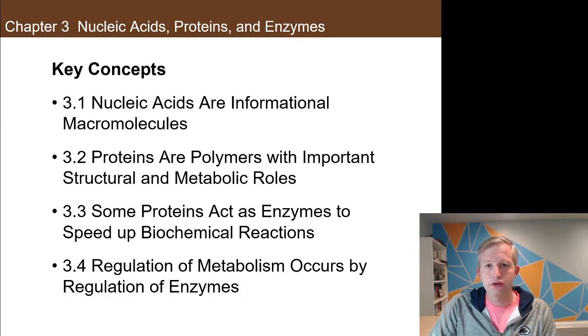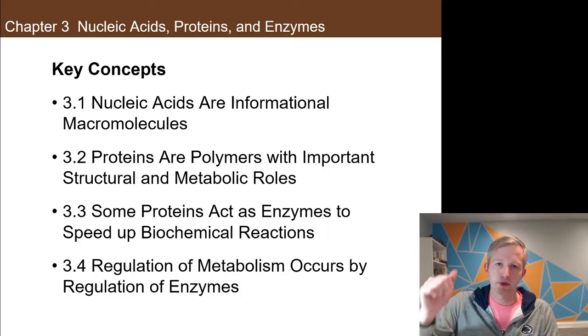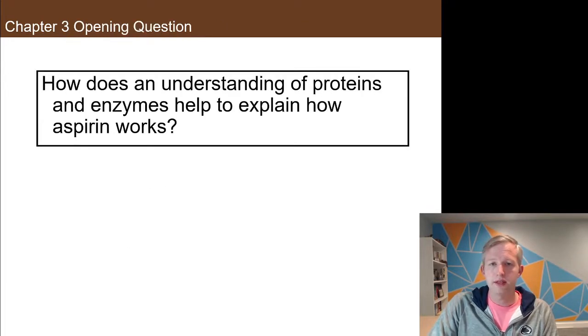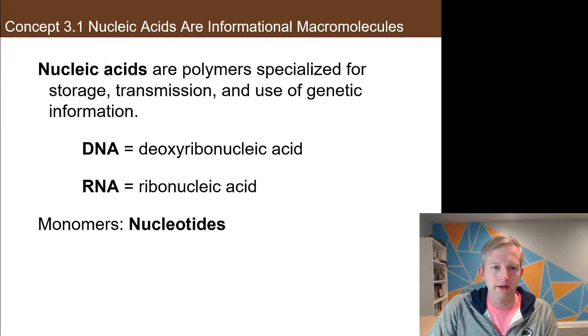This chapter in general, though, follows the following path. We go nucleic acids, proteins, enzymes, and then we look at regulation of various metabolic processes with enzymes, so ways in which we can turn them on and off or just regulate their activity. So the chapter opens with a question of how does understanding proteins and enzymes actually help to understand how aspirin works, and in the last video of this chapter we'll circle back to that.